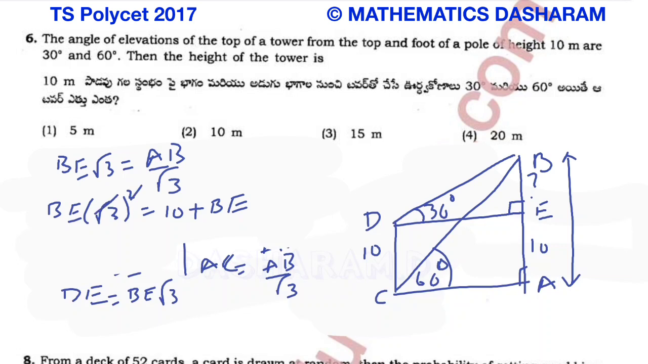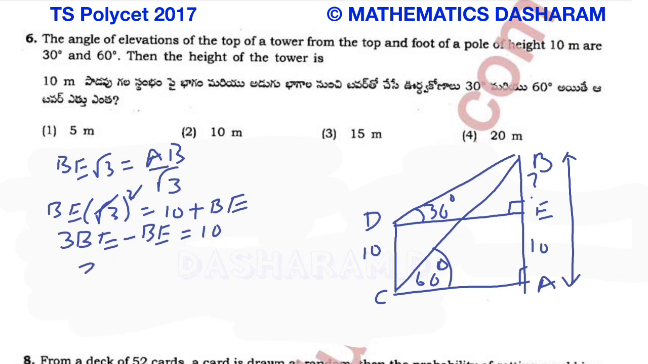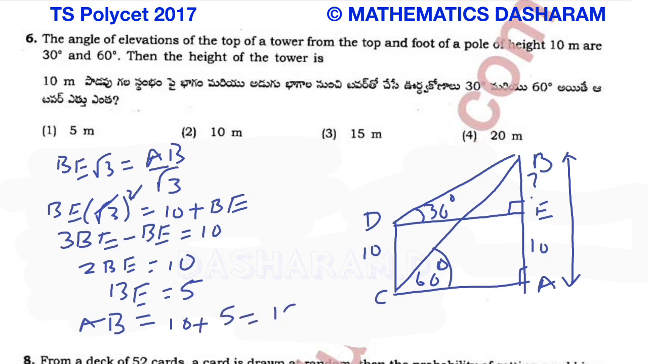So here square root cancel. 3BE equal to 10 plus BE, BE transposed to left side, 3BE minus BE equal to 10. So 2BE equal to 10, then BE equal to 10 divided by 2, it is 5. So therefore our required answer AB, that is the height of the tower. So 10 plus BE value, how much? 5. So 10 plus 5, 15 meters. So option 3 is correct.